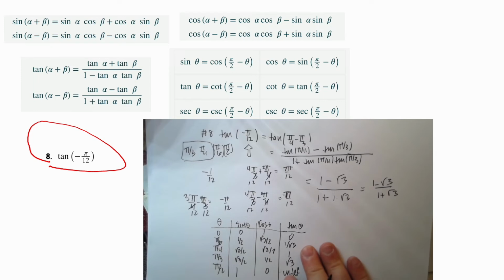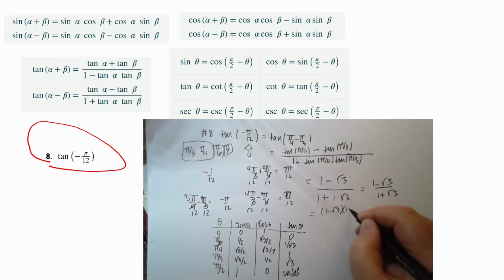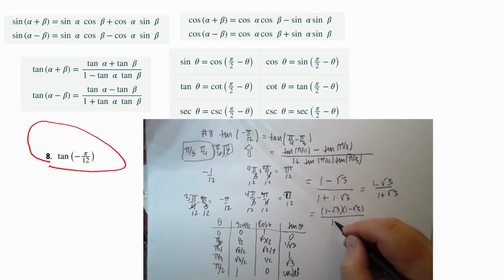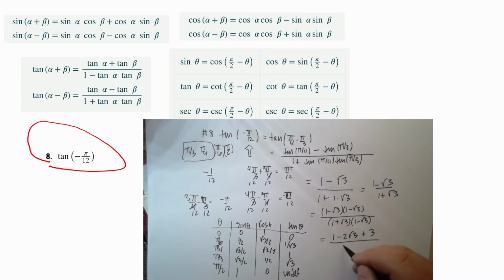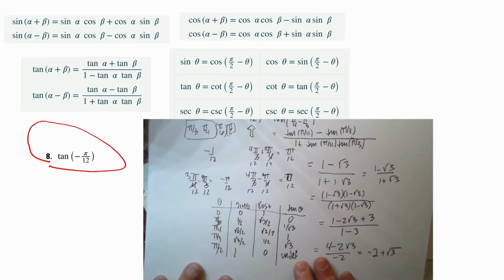Like that. Which I suppose we could rationalize the denominator if we want to be really fancy, and get 1 minus square root of 3 times 1 minus square root of 3 over 1 plus the square root of 3 times 1 minus the square root of 3. This would give me 1 minus 2 square root of 3 plus 3 all over a difference of perfect squares, 1 minus 3. So this would be 4 minus 2 square root of 3 over negative 2. So I get negative 2 plus square root of 3 for my solution to that problem right there.